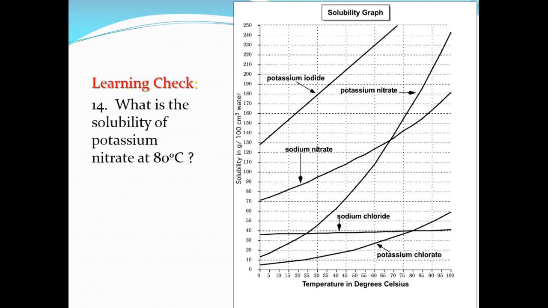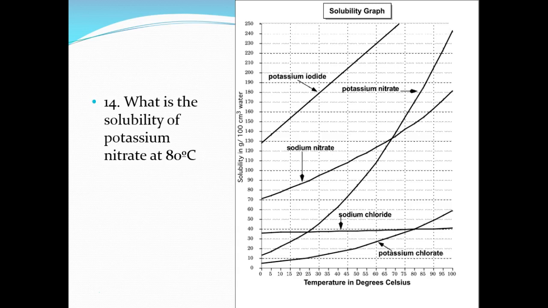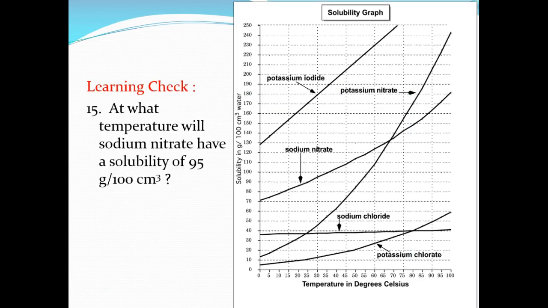What is the solubility of potassium nitrate at 80 degrees Celsius? You go hit the line, you go across, and we end up with 170 grams. Okay, you find your 80 degrees, go over to the other side. Okay, stop the video, give this a try.